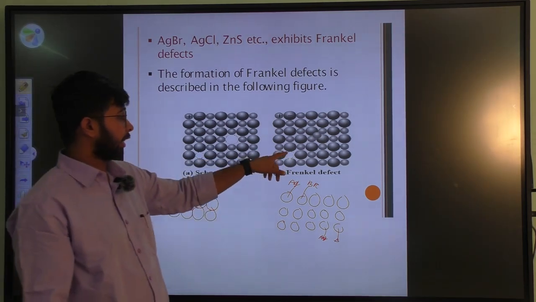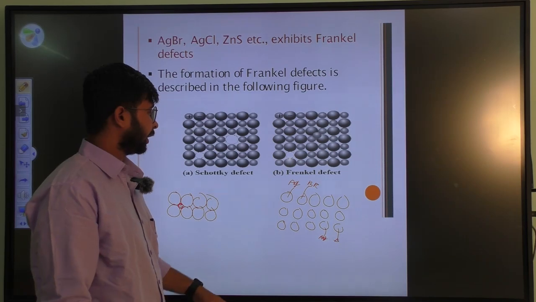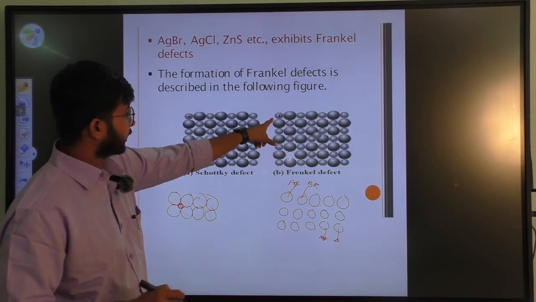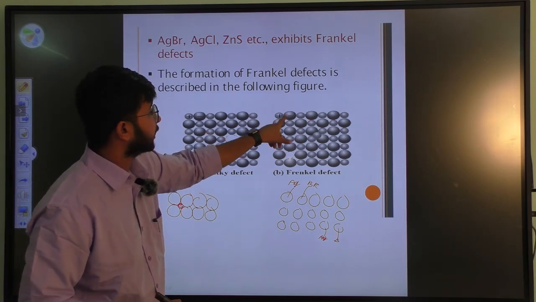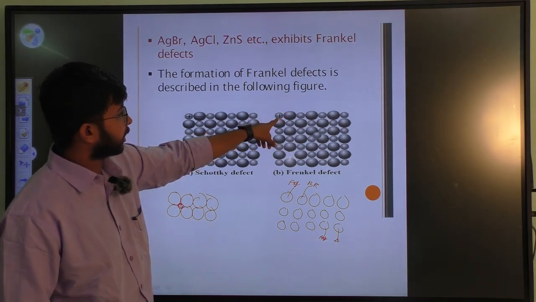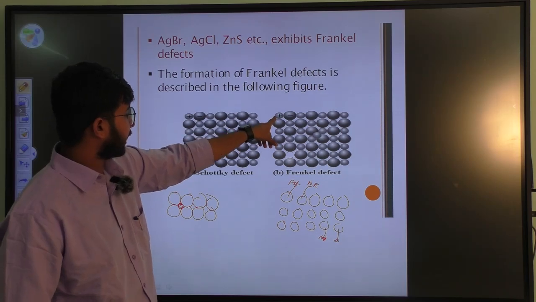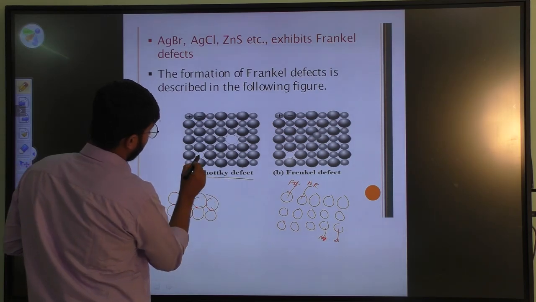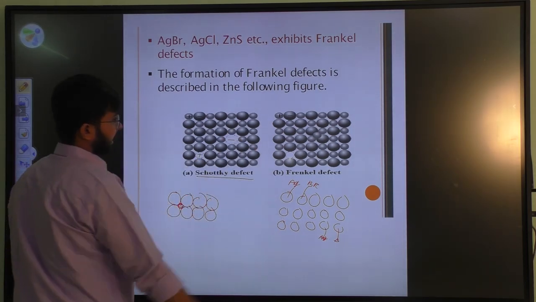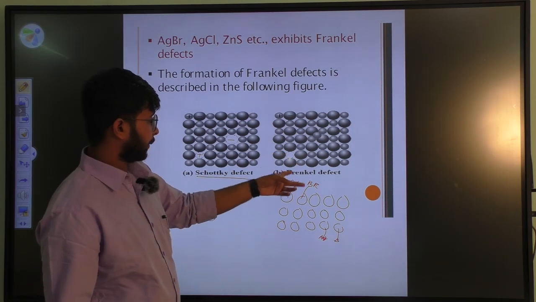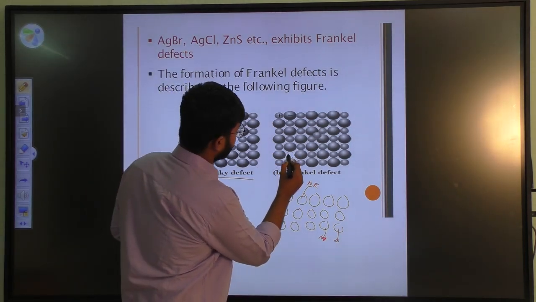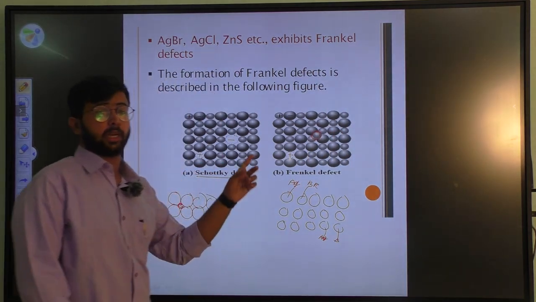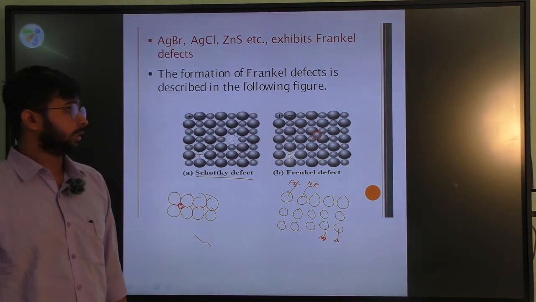When one cation is missing from its lattice position, the electronic stability decreases in Frenkel defect. These are the positive ions, these are the negative ions. Likewise, negative ions are greater in size and positive ions are less in size. In Schottky defect, both the anion and cation are missing from the lattice, whereas in Frenkel defect, one cation goes to the interstitial position. Understand?